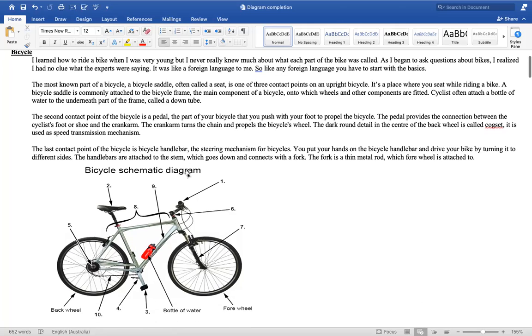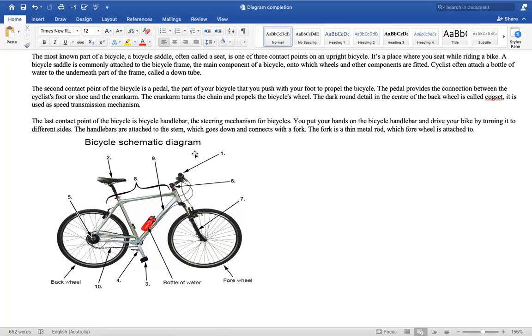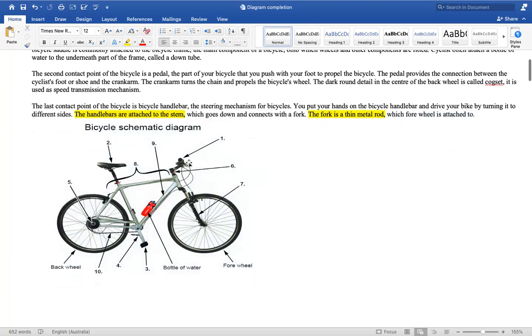The last contact point of the bicycle is the bicycle handlebar, the steering mechanism for bikes. You put your hands on the bicycle handlebar and drive your bike by turning it to different sides. The handlebars are attached to the stem, which goes down and connects with a fork. The fork is a thin metal rod, which the front wheel is attached to. Front wheel means the wheel in the front. So one is a bicycle handlebar.